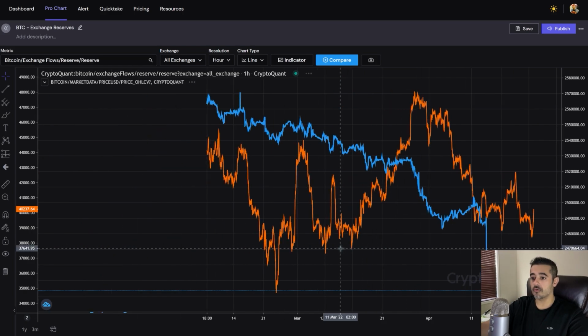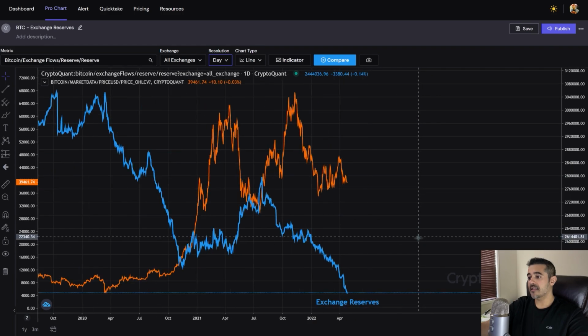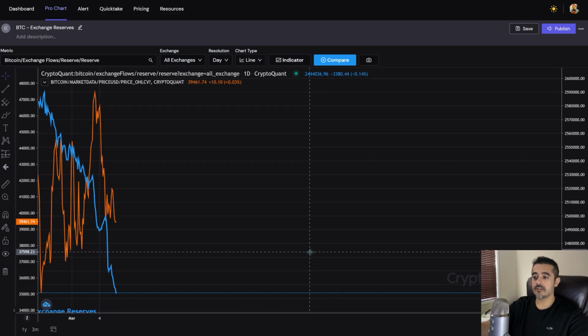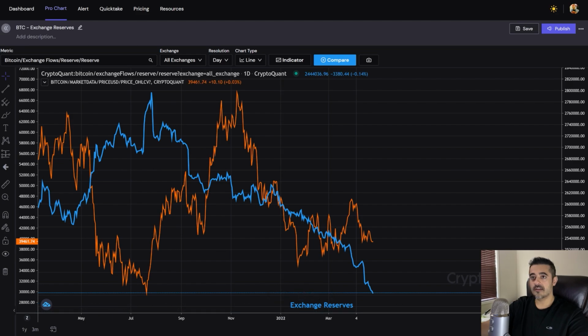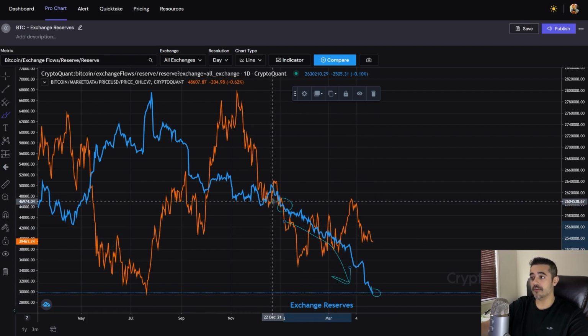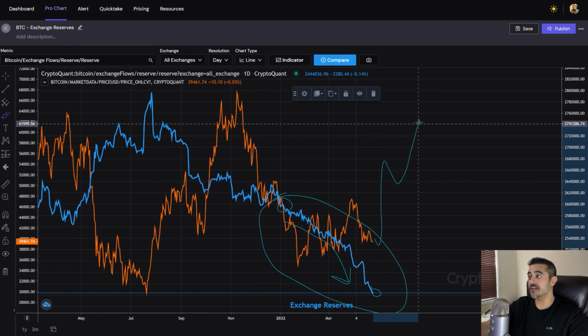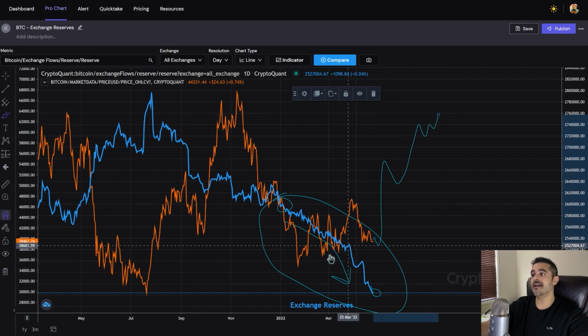If we look at this not at the hourly, but at the daily, and then just look at 2022, right? 2022 is not that big of a time period. Just from right here to right here, you can see there's been a significant drop in exchange reserves. This means that throughout 2022, even though the price has been going sideways, the exchange reserves have been dropping significantly. I think we are very undervalued in comparison to the amount of Bitcoin that's left exchanges. I think the price should really right now be somewhere in the 60,000s, based on the exchange reserves.